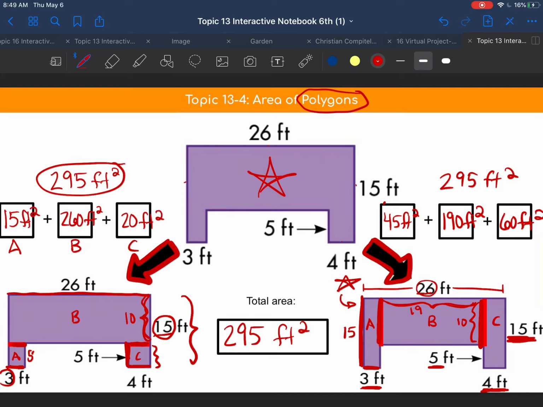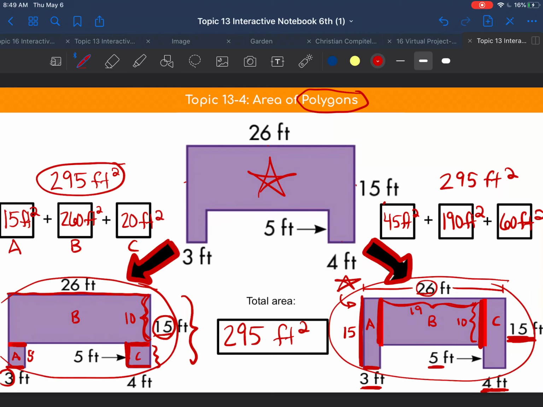Now, personally, I think it was easier to split it this way because there was less subtracting and figuring out dimensions, but we still got the same answer if we did it that way as well.